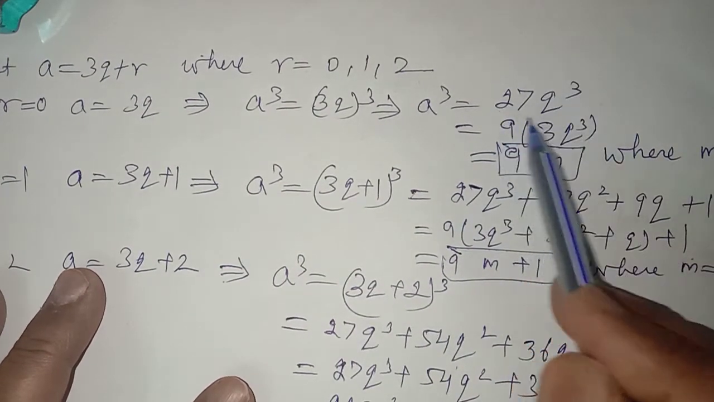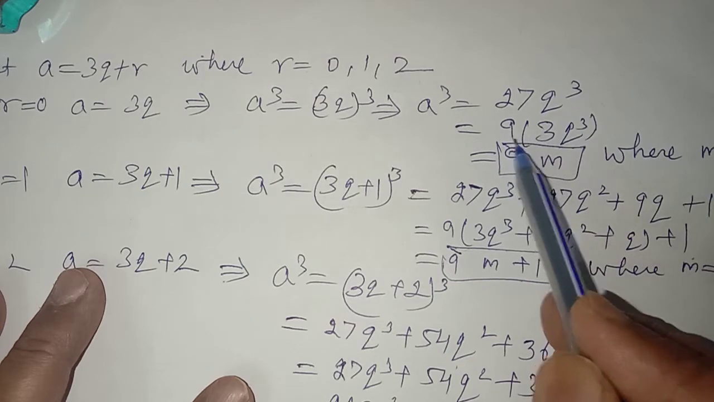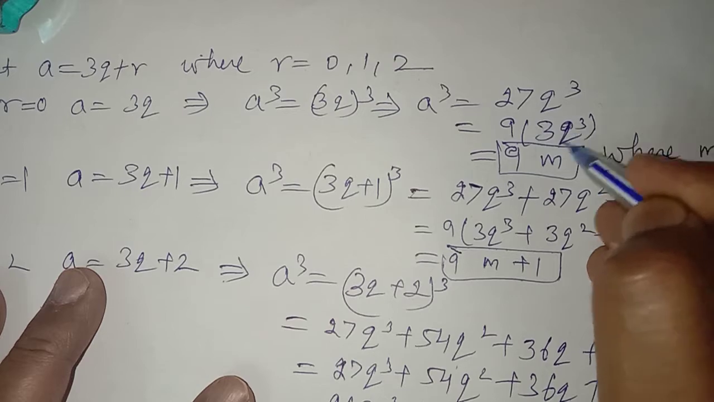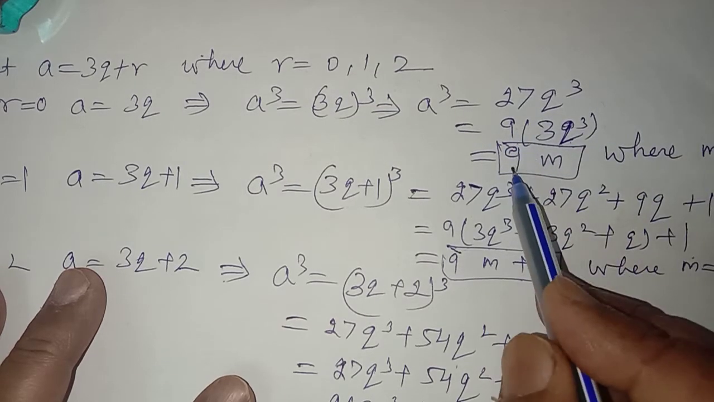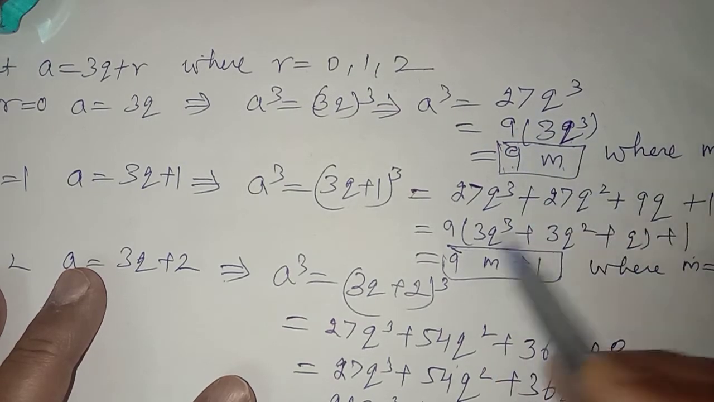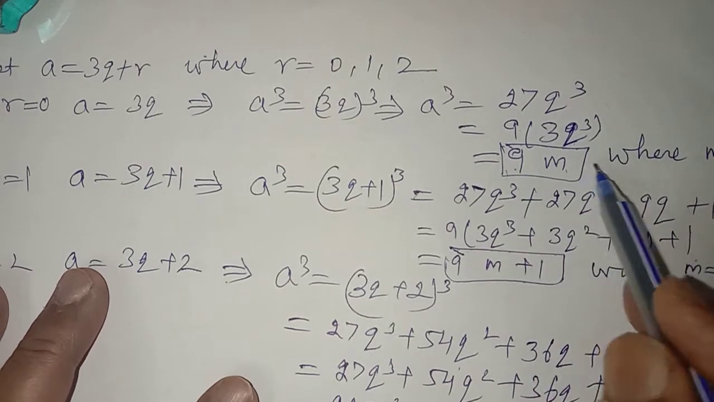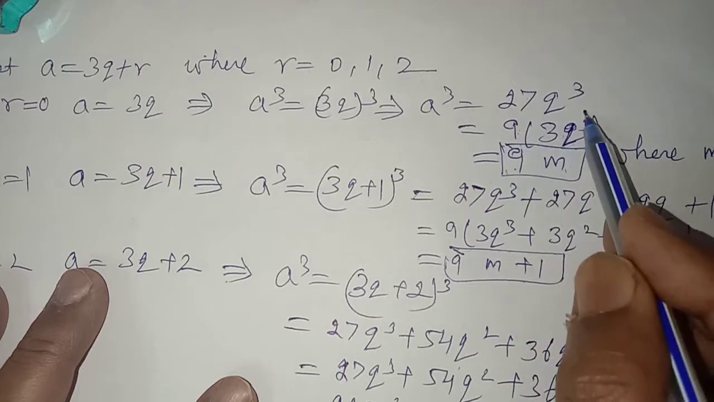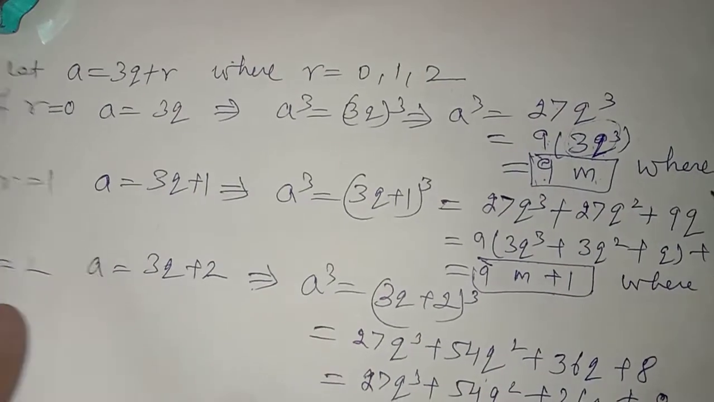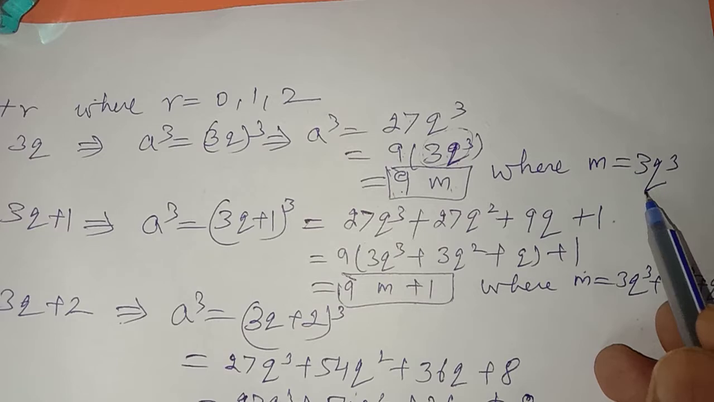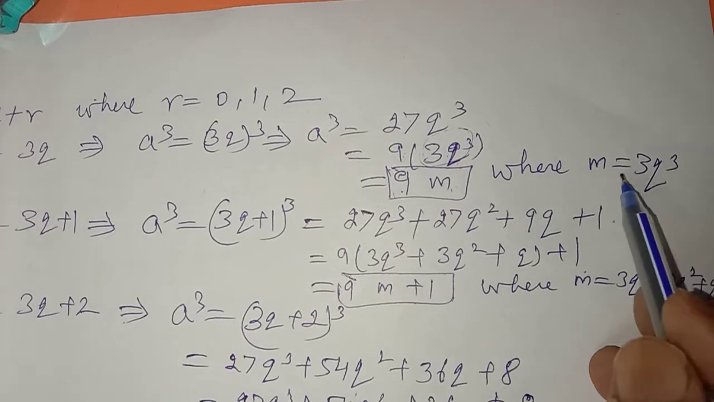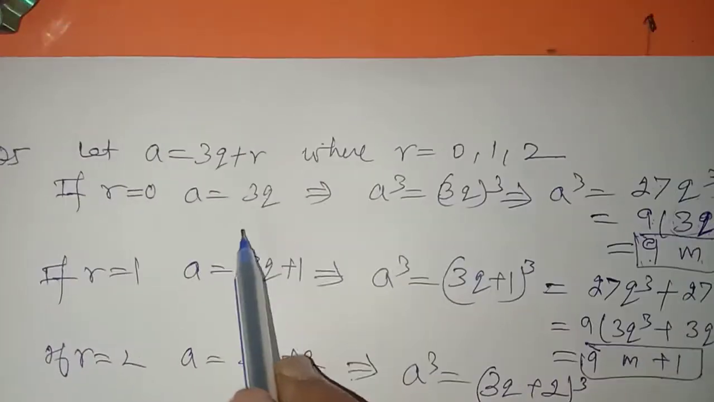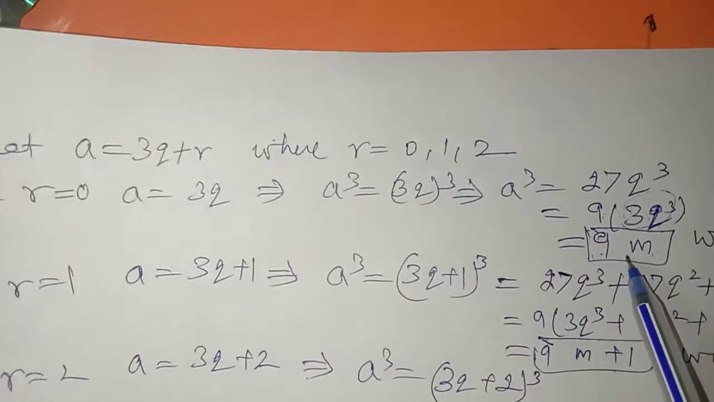And for 27q cube, you can write 9 into 3q cube. Why have I taken 9? Because you have to prove that it is either 9m or 9m plus 1 or 9m plus 8. So I have written 9 here. 9 into 3q cube. Let 3q cube equal m. Here you have to write what we have let as m: m is equal to 3q cube. So on cubing, when r is equal to 0, it is of the form 9m.